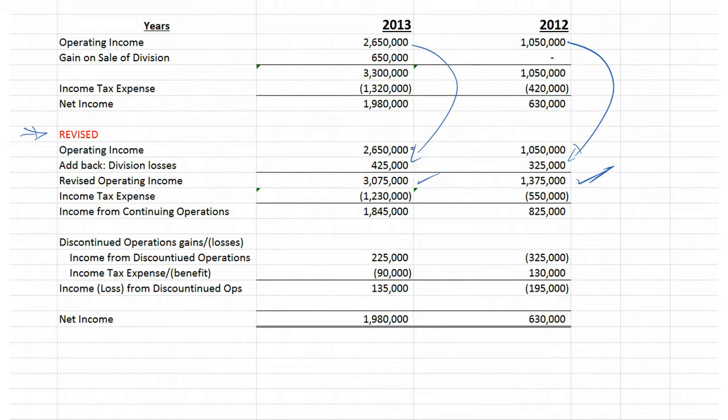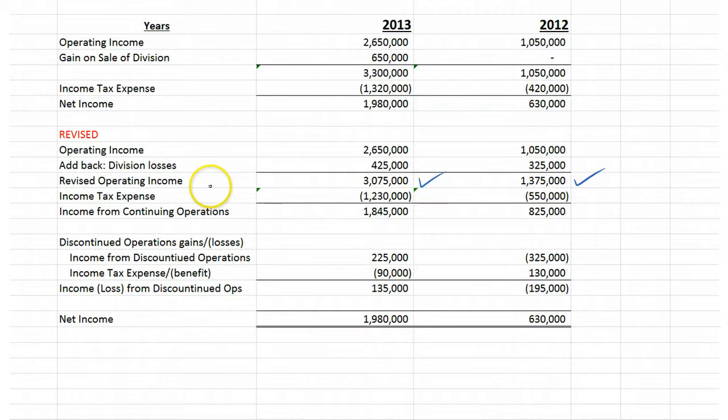is we want to, because this company had losses, add back those losses. So they had a pre-tax operating loss of $425 in 2013 and $325 in 2012, and so we need to get rid of that. We need to take it out of these operations, and so that's what I've done here. So I end up with a revised operating income because I've added back those losses. Now, I've taken that out. There is no gain because it's not an operating gain. So I've got revised operating income.